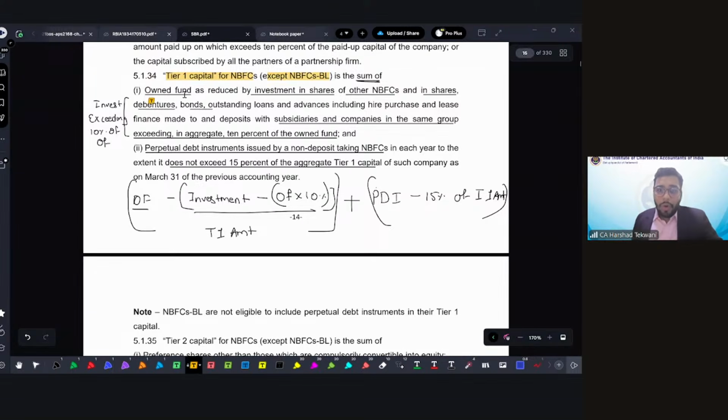So there are two things involved in the tier 1 capital. One is the own funds, which is reduced by the investment in shares of other NBFCs and investment in shares, debentures with subsidiaries of same group companies exceeding, in aggregate, 10% of the own funds that you have to reduce. Own funds minus that. Plus perpetual debt instruments issued by NBFC, to the extent they do not exceed 15% of the tier 1 capital.